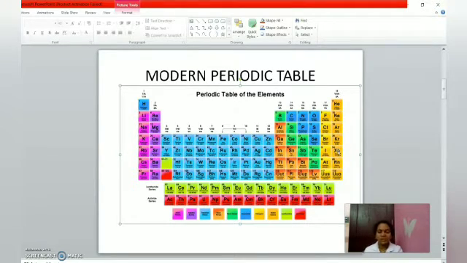Why are they known as noble gases or inert gases? Because their outermost shell contains 8 electrons. By the octet rule, they are highly stable, so they need not take electrons from any other element. So they are noble, and they are known as noble gases. I hope all of you understood the features.